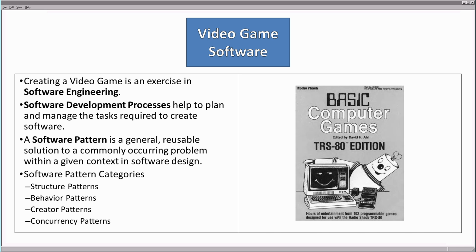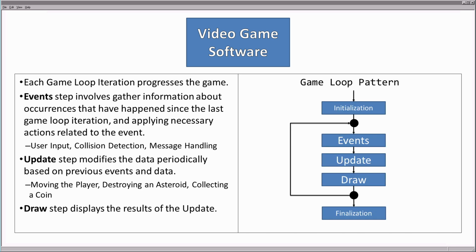In a previous lecture, we focused particularly on a behavior pattern commonly used in game software called the game loop pattern. The game loop pattern helps organize the game's behaviors into common occurrences. Each game loop iteration progresses the game. The event step involves gathering information about occurrences that have happened since the last game loop iteration and then applying necessary actions related to those events. User input, collision detection, and message handling are common events.